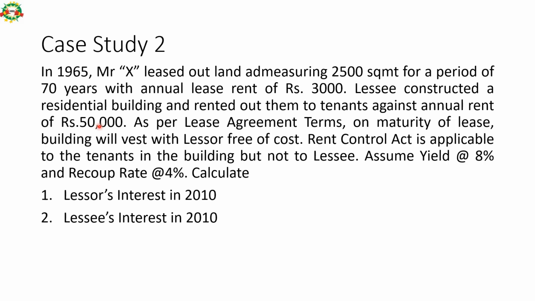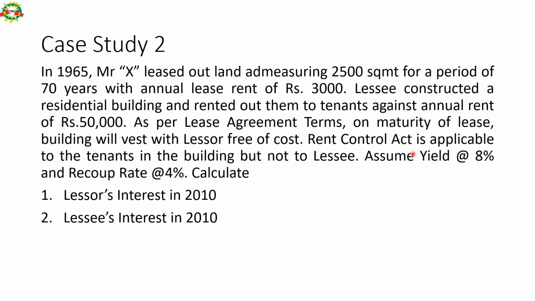So the lessee took this land from Mr. X and constructed a building on that and started getting gross annual rent of 50,000 rupees from the tenants. As per lease agreement terms, on maturity of lease, the building will vest with lessor free of cost. So this is a financial covenant which we have to discount to calculate lessor and lessee interest.